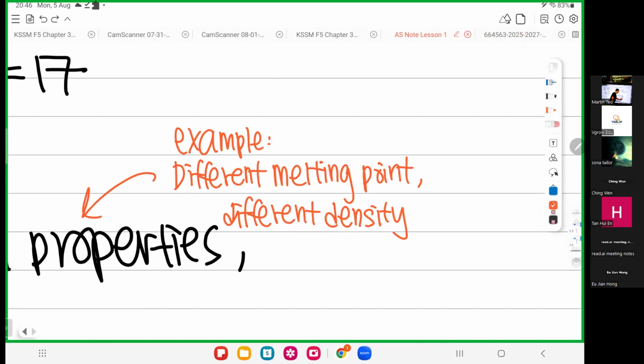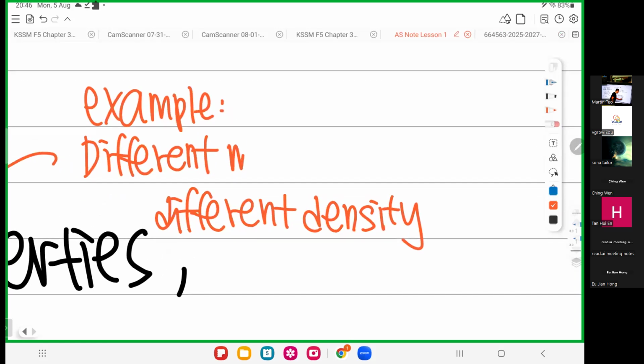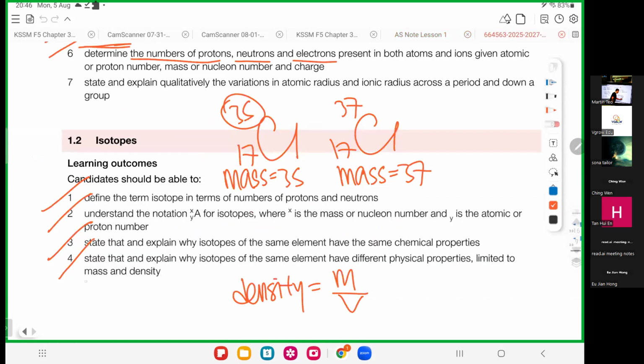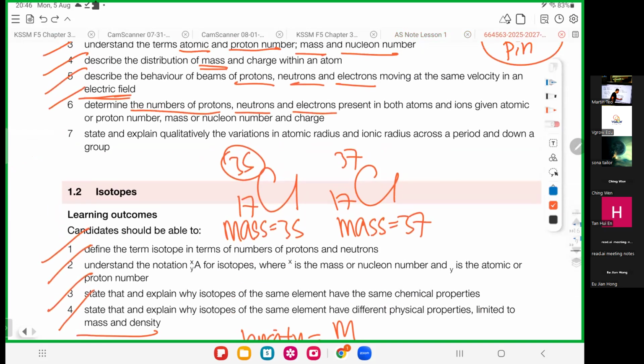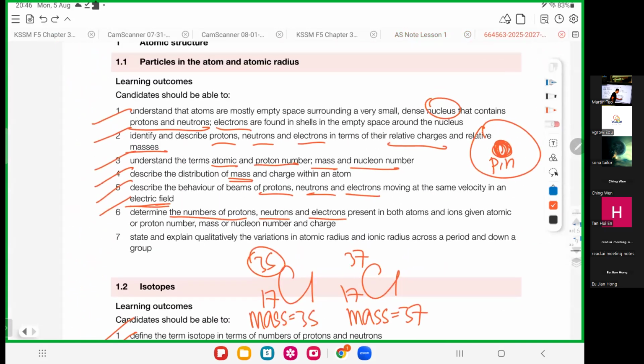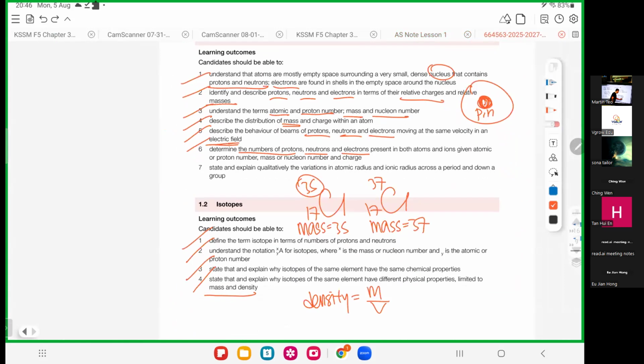So here we try to fit the syllabus. Different mass, different density. We don't go for melting point, boiling point, since the syllabus content clearly asks us to focus on mass and density. You can see, so that's why you follow the syllabus content, you won't go wrong. Okay, so now you see, all these are done already. Please make good use of the syllabus content so that you know exactly what you need to learn.